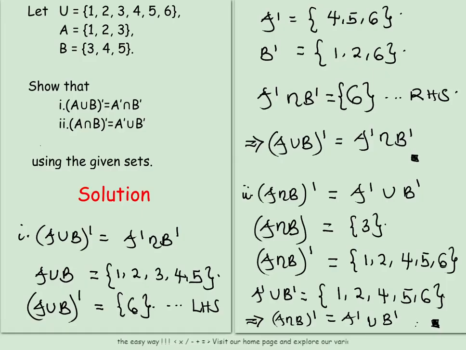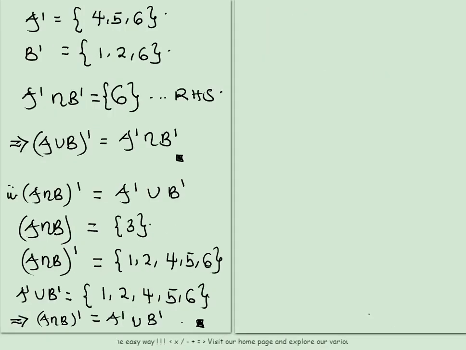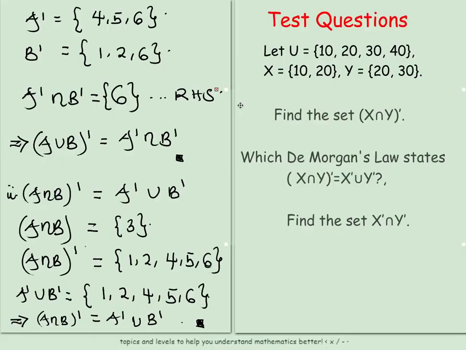This is how far this video is going to go. I'll leave some exercises for you to try on your own to test your understanding as well. So this is the question you can try. It says set U has elements 10, 20, 30, and then 40, and then X is 10 and 20, Y is 20 and 30. Find X intersection Y prime. Then they are very simple. The next one says which De Morgan's law states this, and then you have to find the set as well.